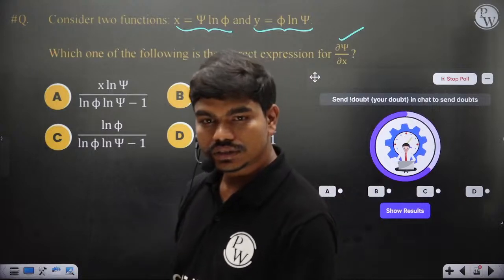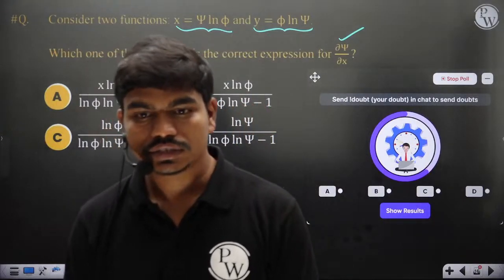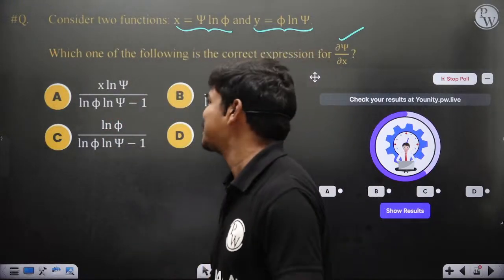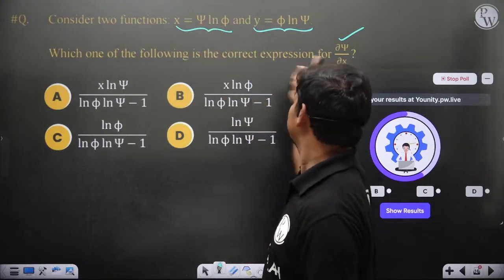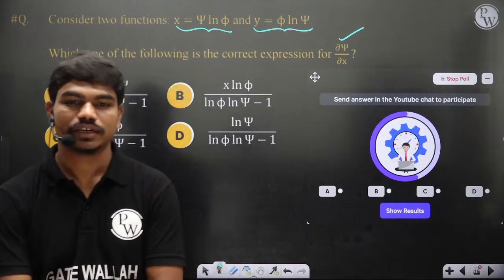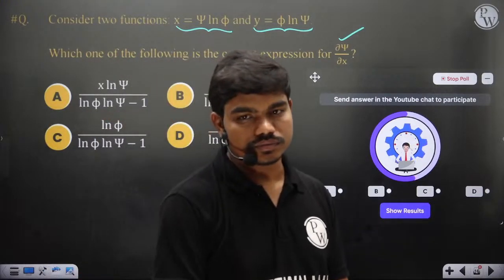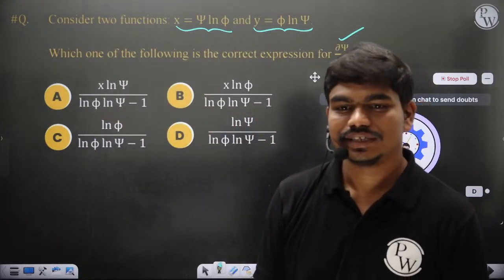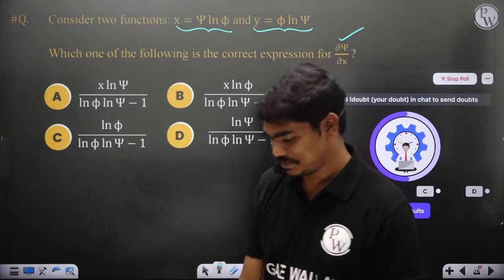So psi is a constant, na? Psi. Okay, fine. Sorry, this psi is actually a function. That's why they are asking, right? Dou psi by dou x. Psi is not a constant. Okay. Psi is a constant. Good.